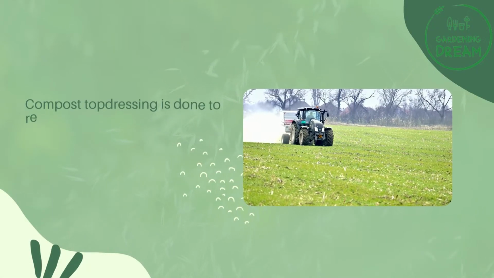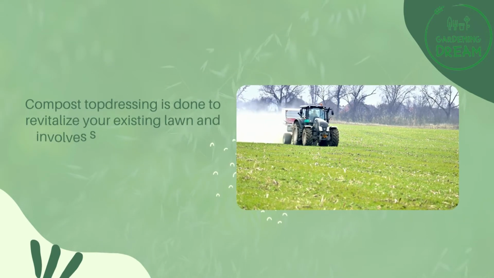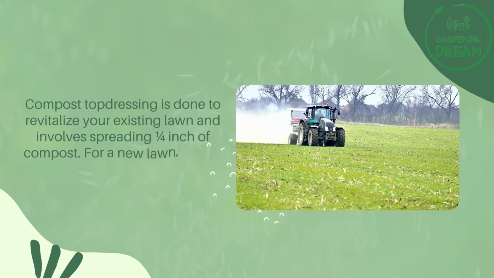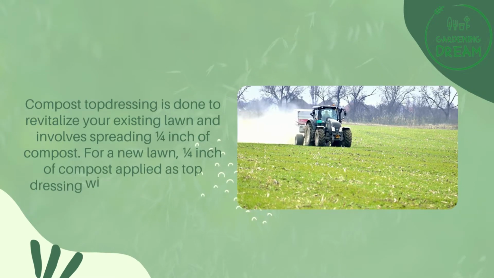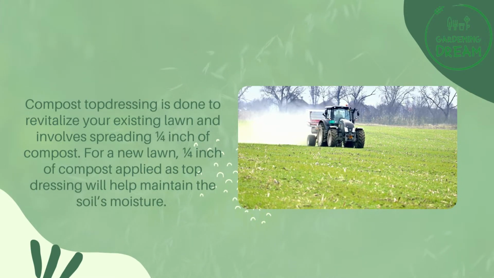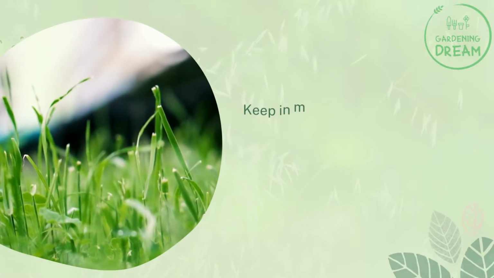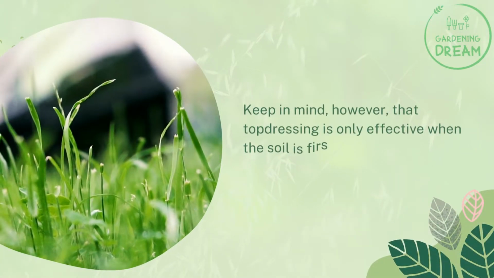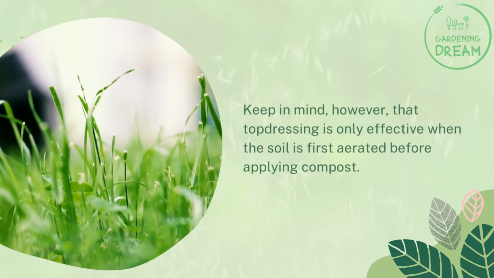Compost top dressing is done to revitalize your existing lawn and involves spreading 1/4 inch of compost. For a new lawn, 1/4 inch of compost applied as top dressing will help maintain the soil's moisture. Keep in mind, however, that top dressing is only effective when the soil is first aerated before applying compost.